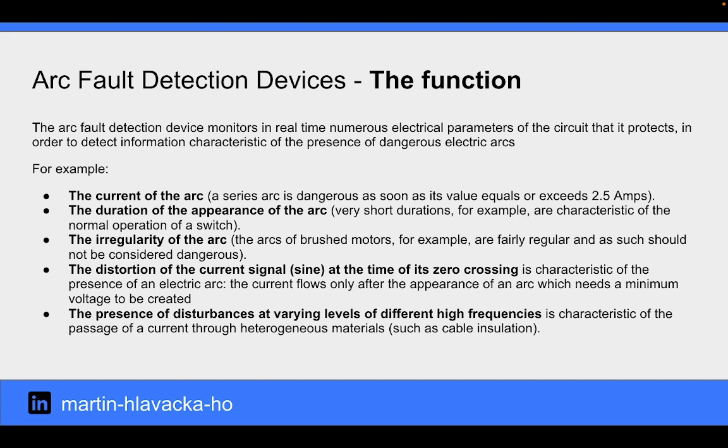The arc fault detection device monitors in real time numerous electrical parameters of the circuit that it protects to detect information characteristics of the presence of dangerous electrical arcs. For example, the current of the arc, the duration of the appearance of the arc, the irregularity of the arc, the distortion of the current signal at the time of its zero crossing, the presence of disturbances and varying levels of different high frequencies.